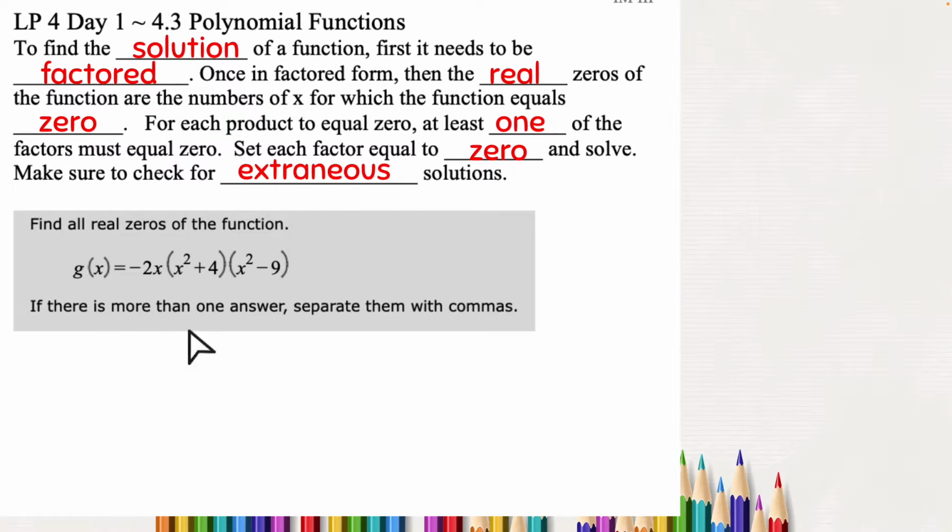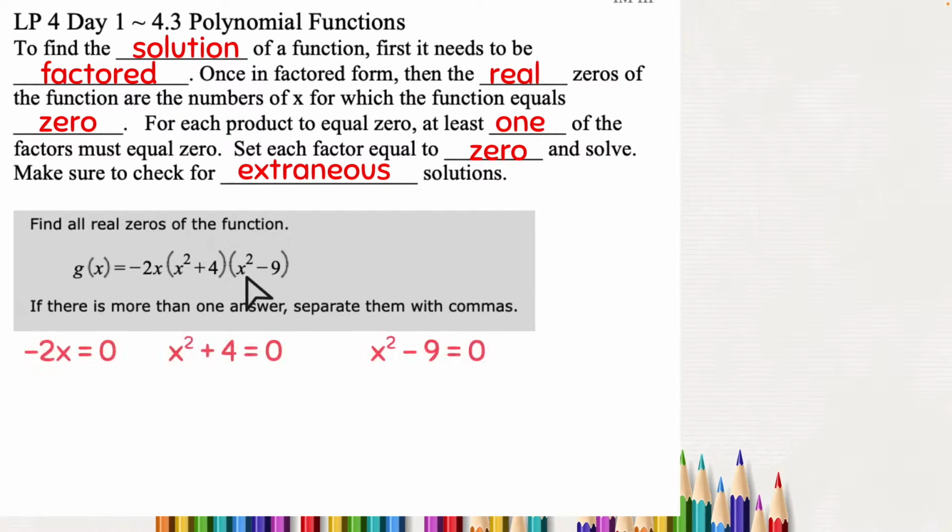And the nice thing is when we start this out, it gives it to us in factored form. So with this one, I have negative 2x, I have x squared plus 4, and x squared minus 9. Technically, we could factor this one a little bit further because this is a difference of squares. So I could even factor this one into x plus 3 and x minus 3. Although because of the square root, you'll see that we actually still get both answers.